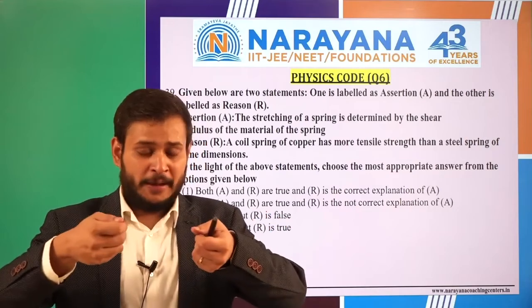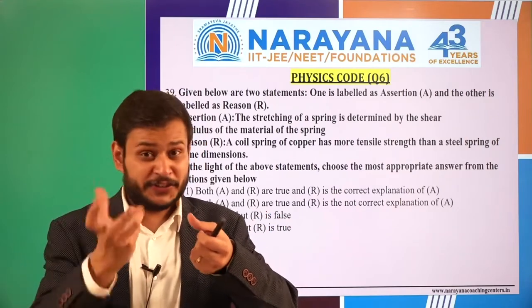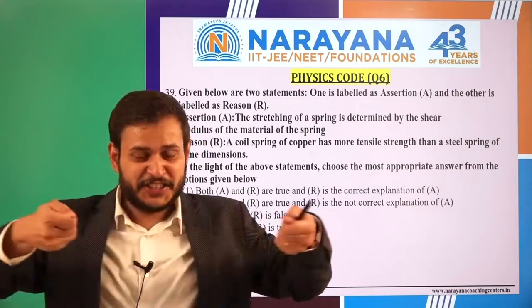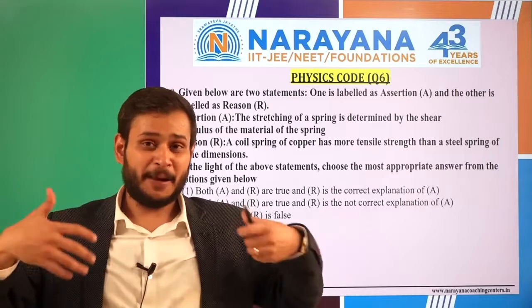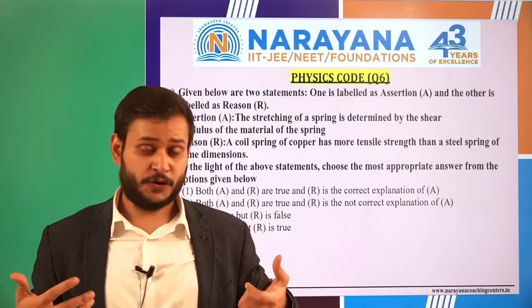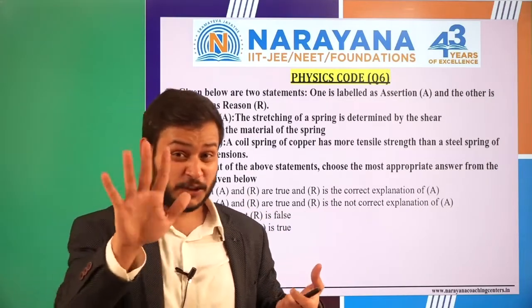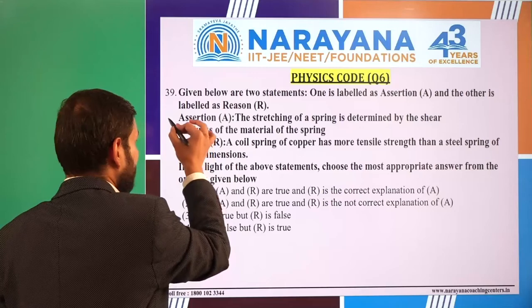But over here, for the spring, we can use the word twisting. But over here, we are actually stretching the spring, right? So we are applying a tensile stress over here. So it will be giving Young's modulus. So again, assertion A is incorrect.